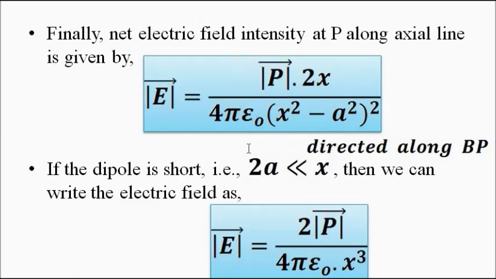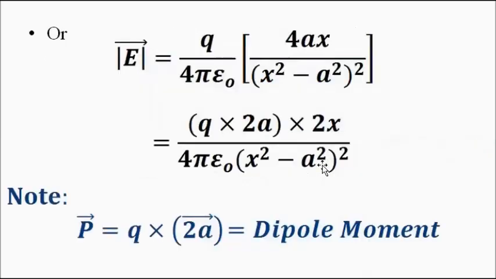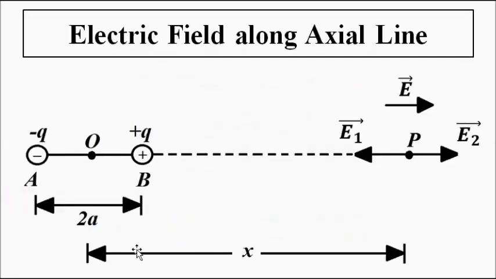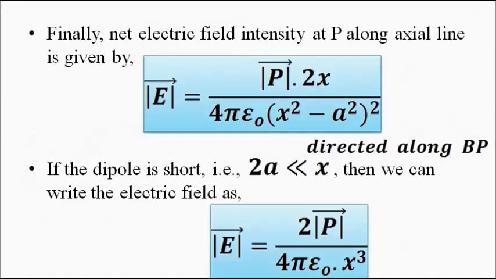Now if the dipole is a very short electric dipole such that this condition is valid, that is, the length of the electric dipole, this length 2a, is much lesser than x, the distance of this point P from the center of the dipole, then we can neglect this a square because it will be a very small value, and it will simply be 2p vector by 4 pi epsilon 0 x cube, because x square whole square will be x to the power 4, x will get cancelled, and it will become 2p vector by 4 pi epsilon 0 x cube.